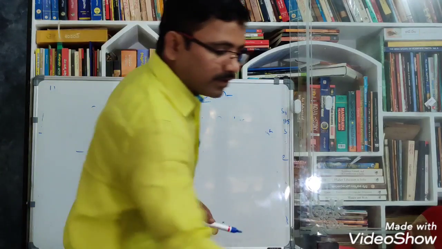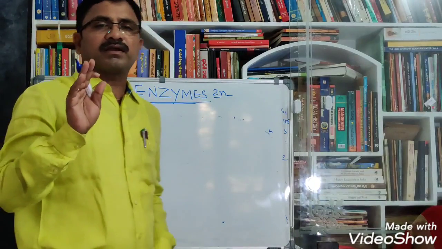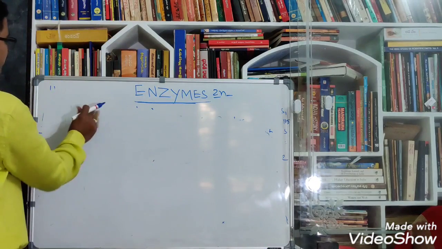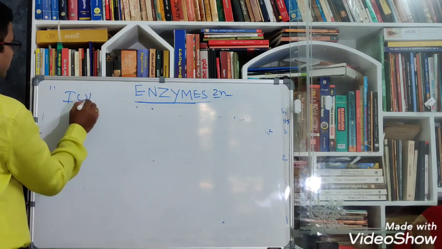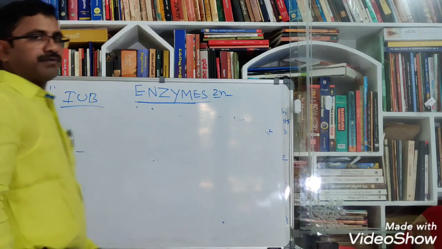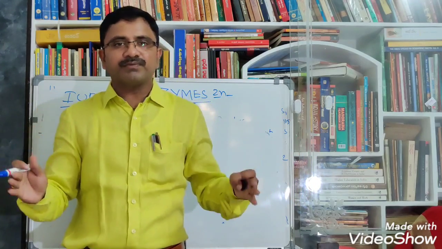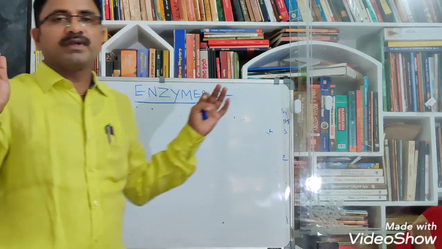Here, there is a special organization, a special association that forms the criteria for classification of enzymes. The association name is IUB. The expansion form of IUB is International Union of Biochemistry.